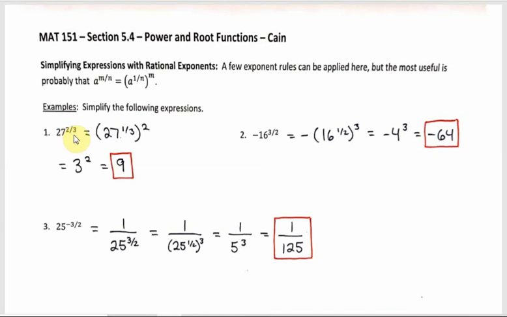So like here, I've got 27 to the 2/3. I'm going to raise 27 to the 1/3 first. Now whatever that is, which is 3, that's the cube root of 27, then I'm going to square it. So that's basically what I did. I said, all right, this is 3. You square 3, you get 9.